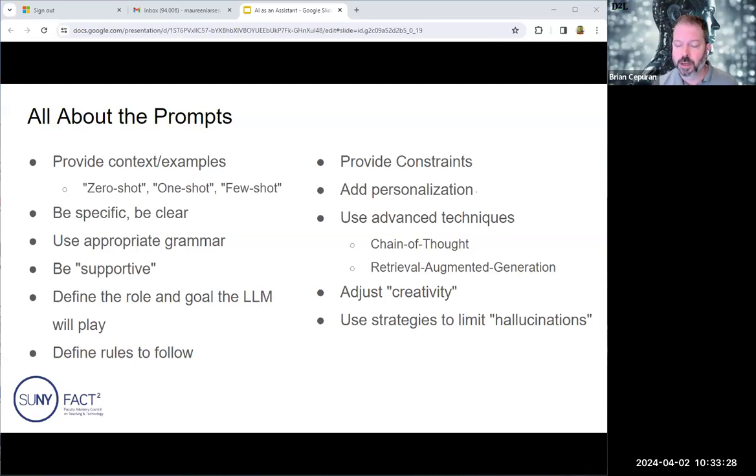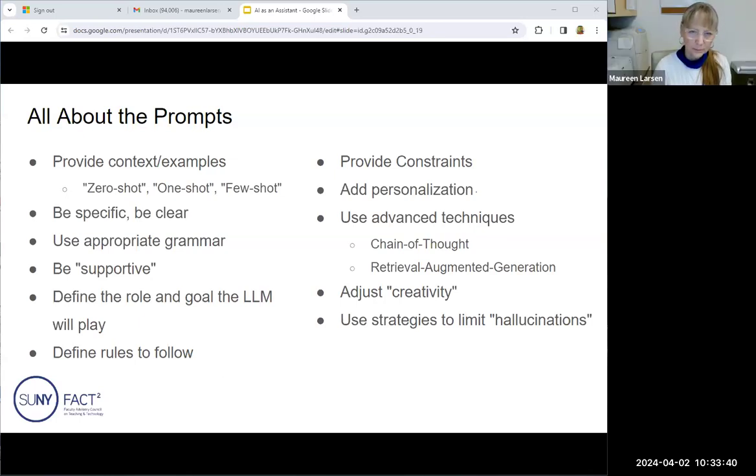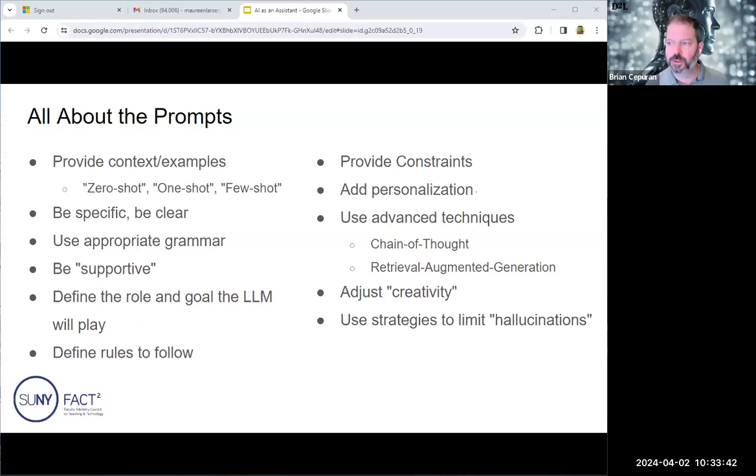at large. You can adjust the creativity, as I mentioned earlier, based on the interface that you're using to interact with these models. And there are also strategies that you can use to limit hallucinations. So there are options for things that you can tell it to, if it doesn't know the answer, to say I don't know, as opposed to leaving it open for how it should respond, which is where those hallucinations happen.